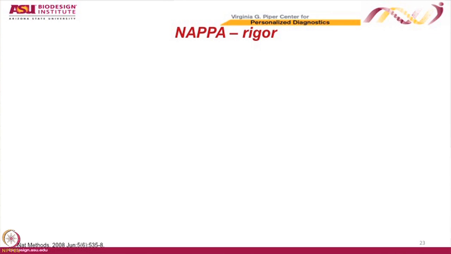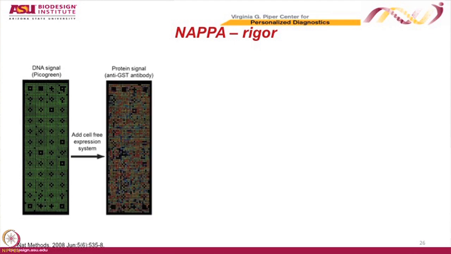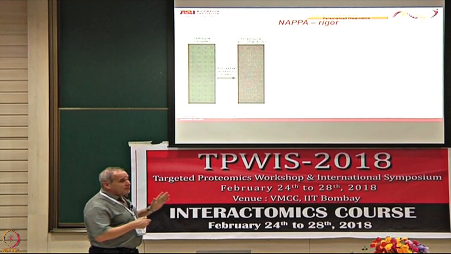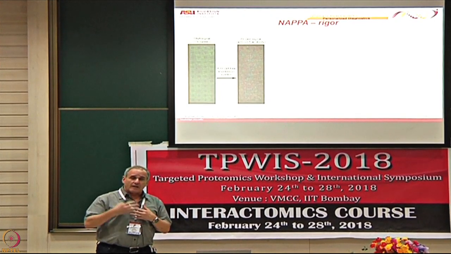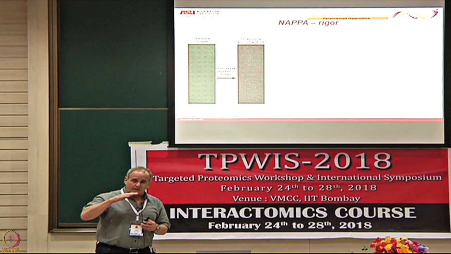Okay, so let's talk now a little bit about rigor. How do we know that what we're looking at is good? Well, the first thing we want to measure is how well does the platform express all proteins, right? So we're going to take the array, we're going to test it for DNA binding, which tells us how evenly we printed. And we're going to test it for protein expression, which shows us that we're displaying all the different proteins, and we're displaying them at a reasonable level.